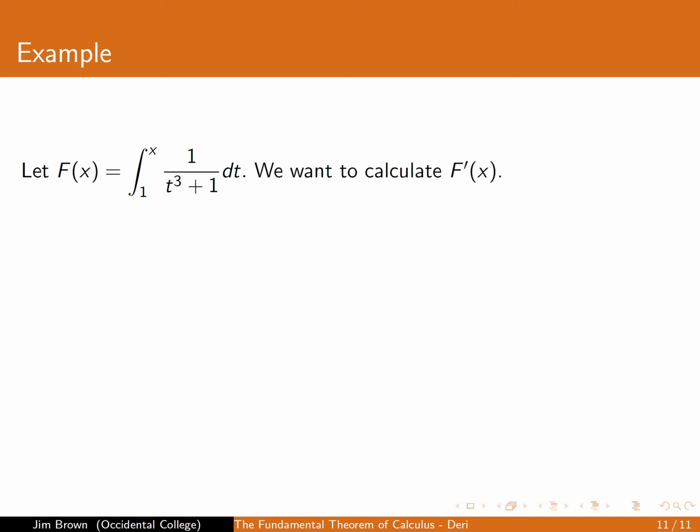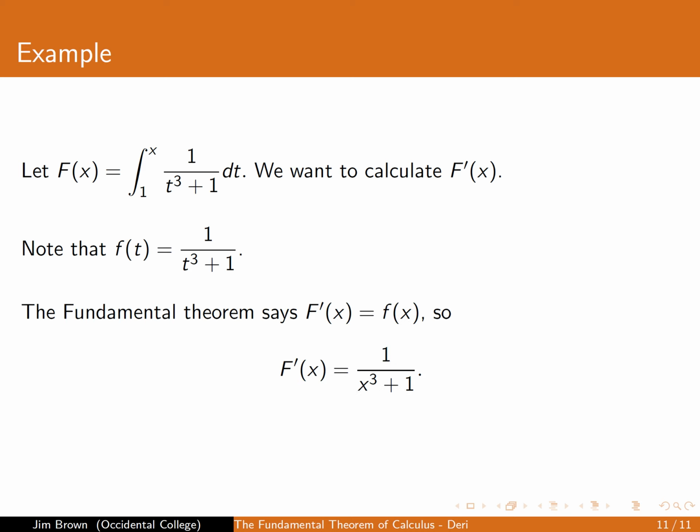So let's define the function f of x to be the integral from 1 to x of 1 over t cubed plus 1 dt. And suppose we want to find the derivative of this. Well, in this case, the function I'm looking at, little f of t, is 1 over t cubed plus 1. So the fundamental theorem of calculus says if I take the derivative of this, I just plug in x for t, and that's the derivative. So f prime of x is just 1 over x cubed plus 1.